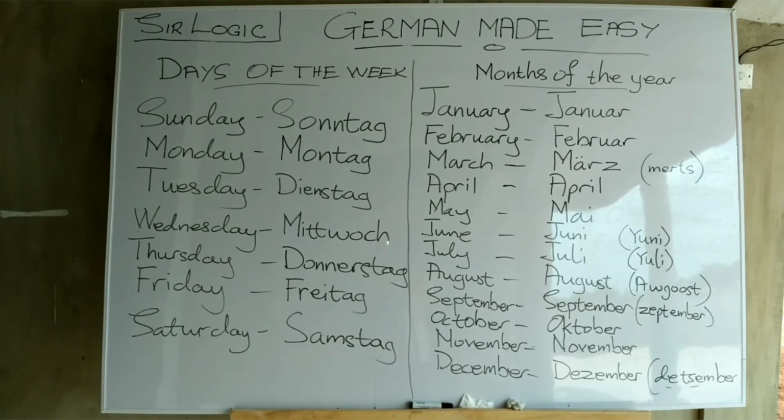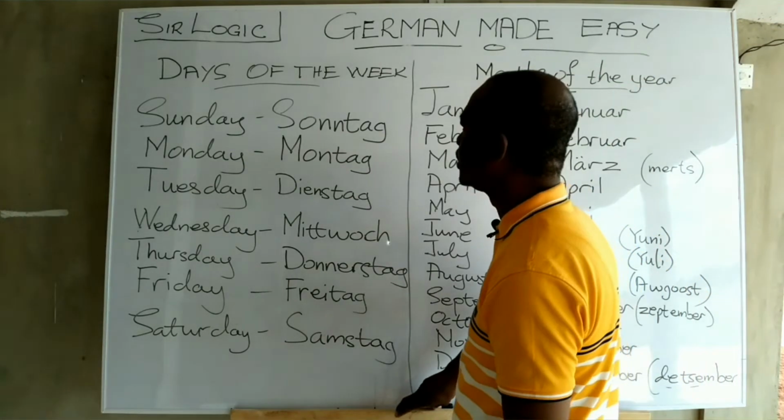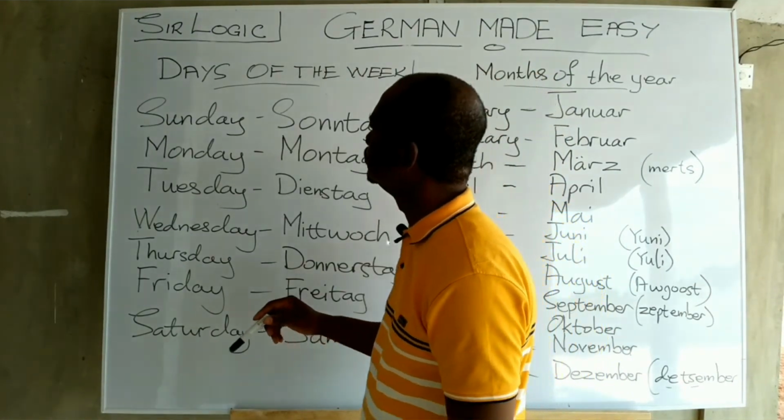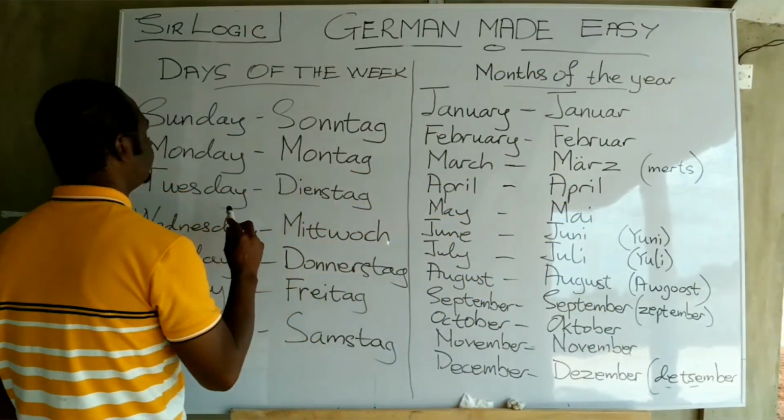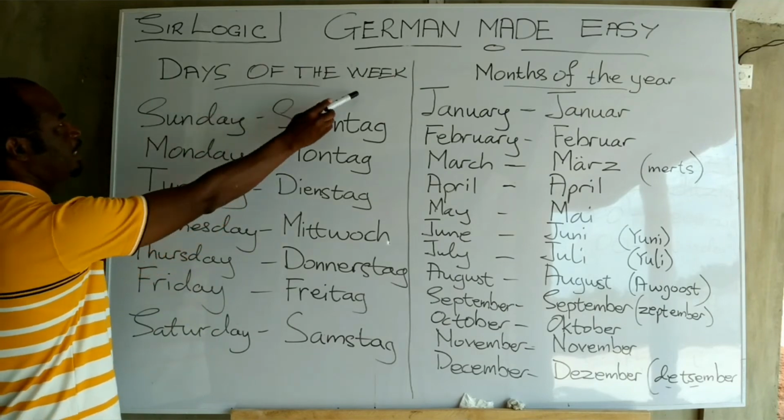Now, take your time to look onto the board. Now you could see days of the week and also months of the year. German made easy from Sir Logic. Okay, so let's learn to pronounce them. Days of the week.